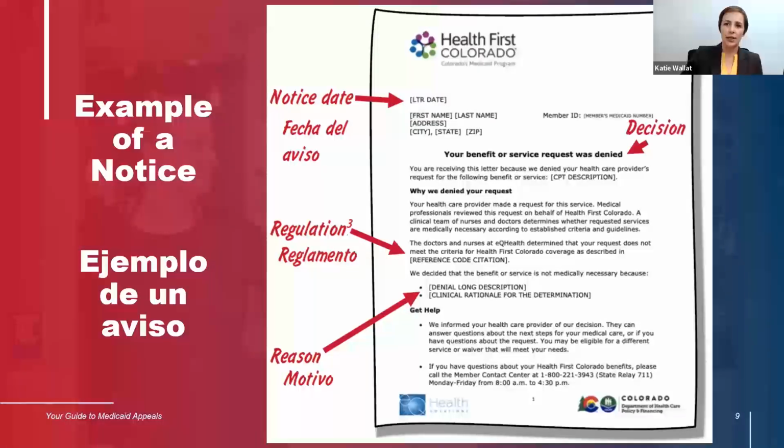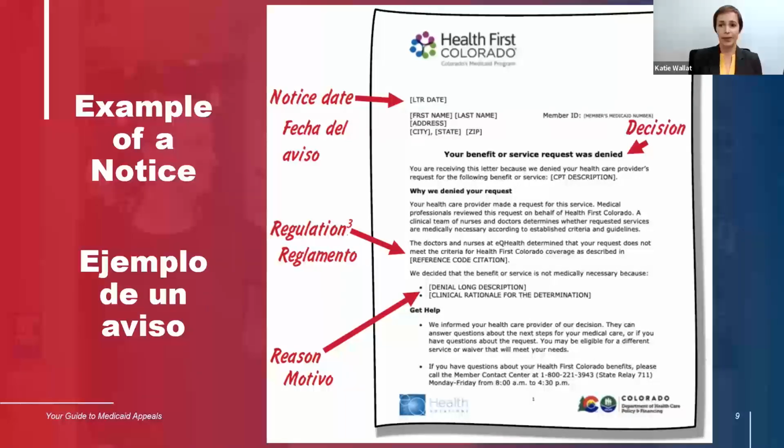These letters need to include the notice date. That's at the top left here. This is the date that Medicaid sent the letter. It also has to include the decision that's been made, right? The letter might tell your client that they do not qualify for Medicaid anymore. That's the decision. They also have to include the reason for that decision.